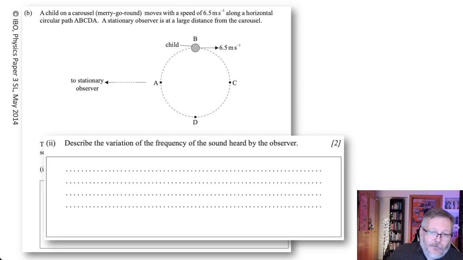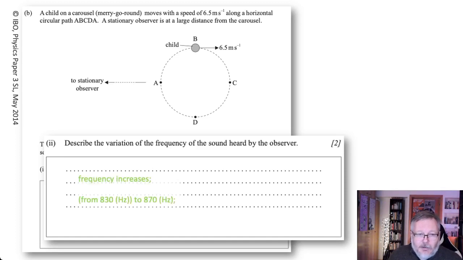Describe the variation of the frequency of the sound heard by the observer. Well, it starts off at the minimum frequency, and then as it moves through C and D, the frequency will basically increase. From 830 hertz to, if you do the maths, 870 hertz, but that is in brackets, so the implication is that you don't really need to do that, although it is worth 2 marks. I'm not quite sure, but that's what the mark scheme says. Fundamentally, it starts at a minimum at B, then at C it will match the frequency of the source, so 850 hertz, and then at D there'll be a slight increase in frequency as it comes towards you.